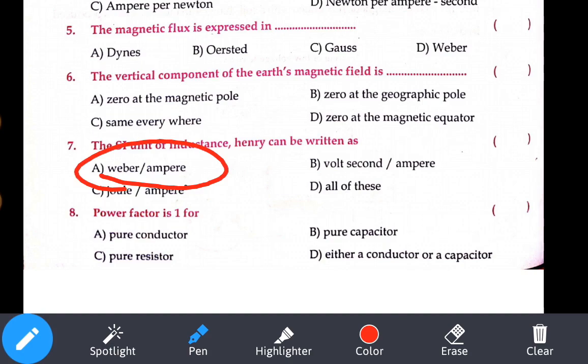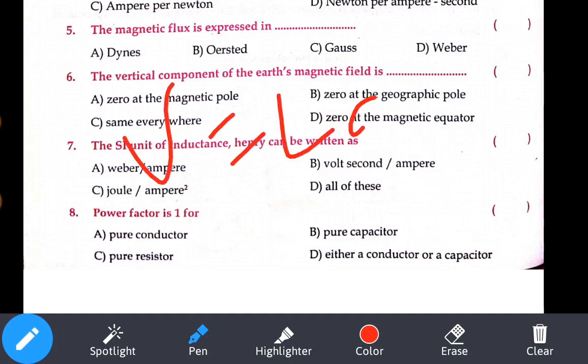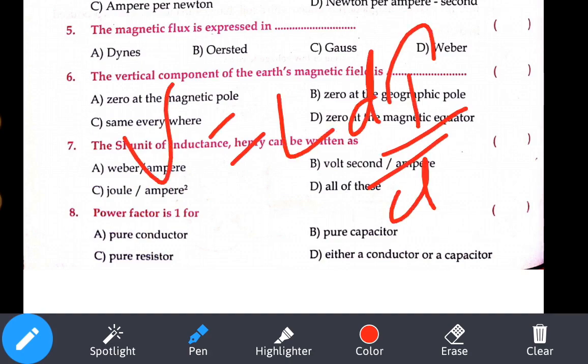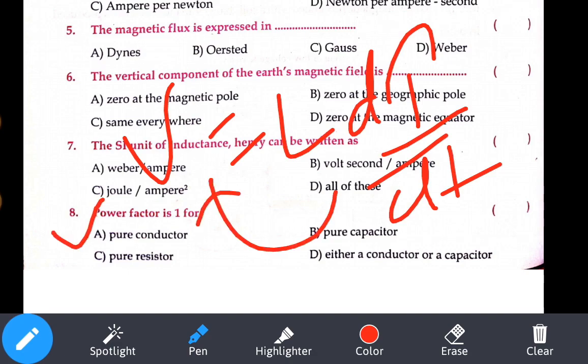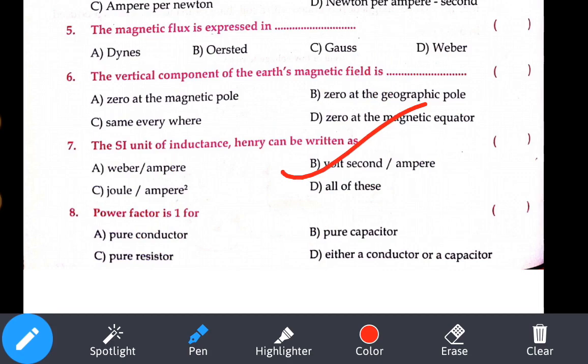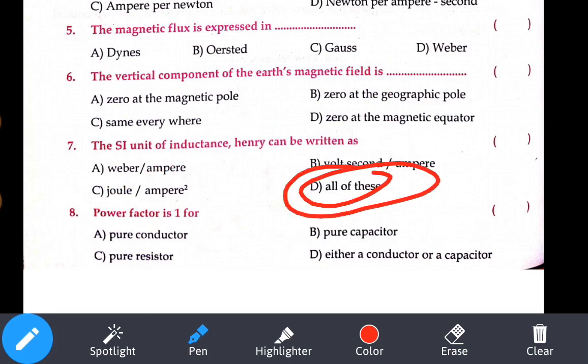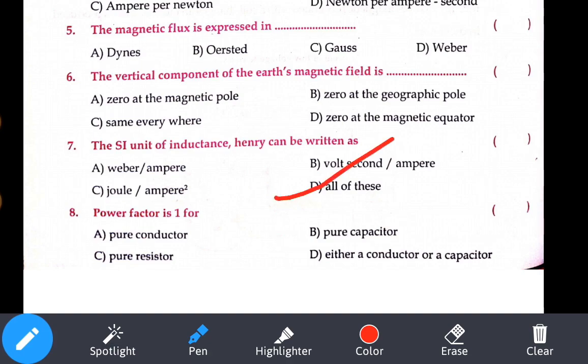Just now we have seen that V is equal to L into di by dt. If I bring this value here, we can write L equals V into dt by di. So volt second per ampere is also correct. Joule per ampere square can also be the correct answer. So all of these are our answer. Option number D is our answer.